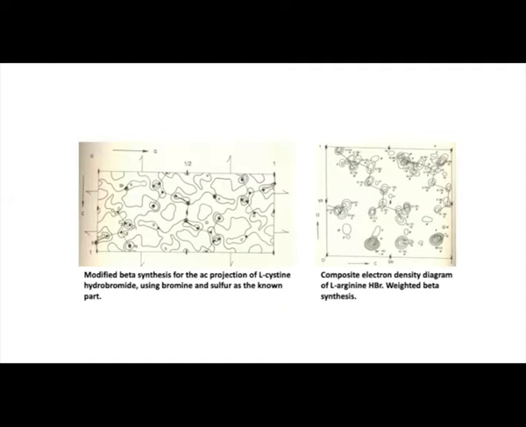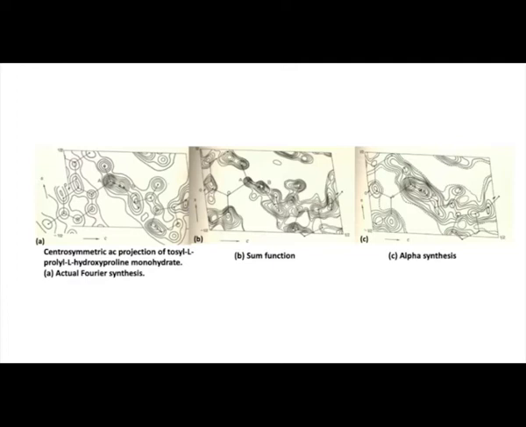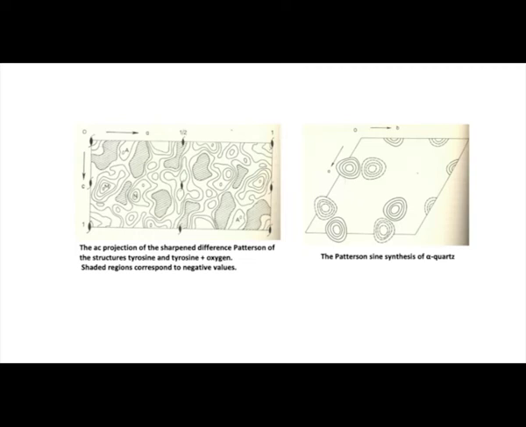So, this again shows the modified beta synthesis. Already you know what beta synthesis is, for the AC projection of L-cysteine hydrobromide using bromine and sulfur as the known part. Then the second picture is the composite electron density diagram for L-arginine hydrobromide. This is known as weighted beta synthesis. The centrosymmetric AC projection of tosyl-L-prolyl-L-hydroxyproline monohydrate is given. For the actual Fourier synthesis, A, some function is given, alpha synthesis is given. Then the AC projection of the sharpened difference Patterson of the structure tyrosine and tyrosine plus oxygen is given. The Patterson synthesis is given.